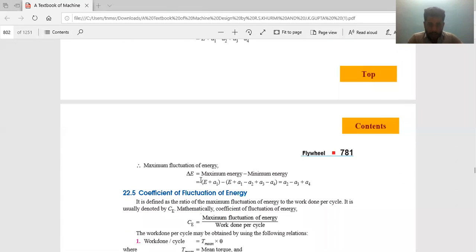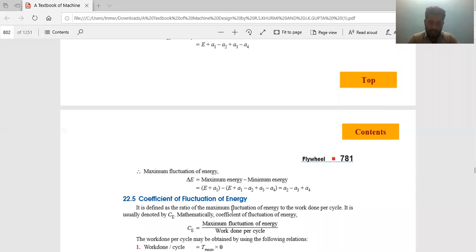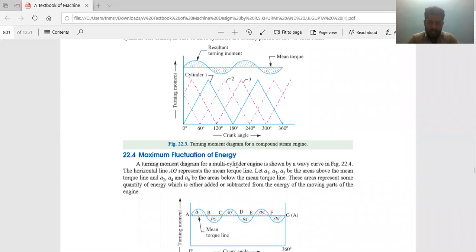You will get your maximum fluctuation of energy. That means E cancels, plus A1 minus A1 cancels. You will get A2, because minus times minus is plus A2, minus plus is minus A3, and minus minus is plus A4. So this is your maximum fluctuation of energy. This is the procedure by which I will calculate the maximum fluctuation of energy of a flywheel.